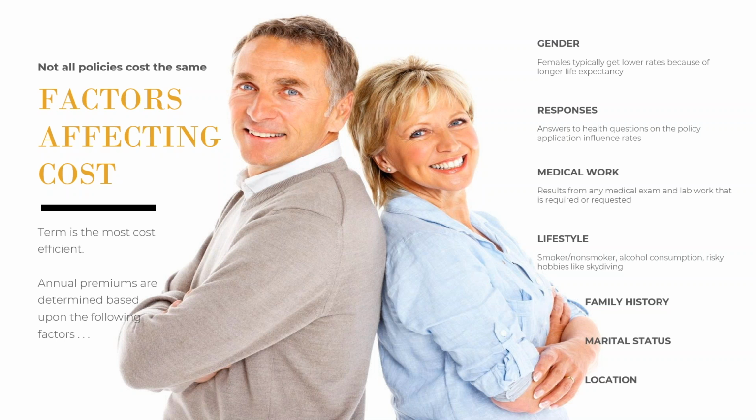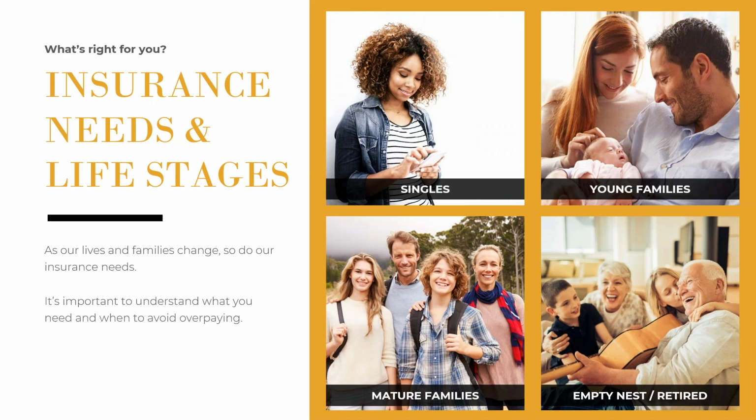The exams that are done will help determine what sort of classifications you have, and your lifestyle. If you're a smoker, if you consume a lot of alcohol, if you have a risky hobby like skydiving or things like that, that will impact it. Family history certainly does as well, as does marital status and where you live. So these are all of the things that really affect the costs of premiums. So it's always better to buy insurance when you're healthy. It's always better to buy insurance when you're young, because it will always get more expensive.